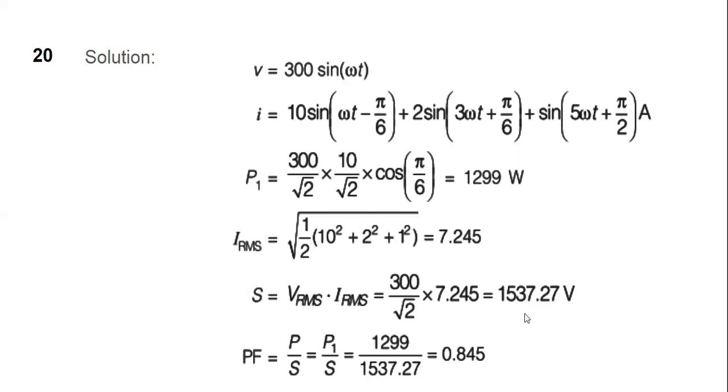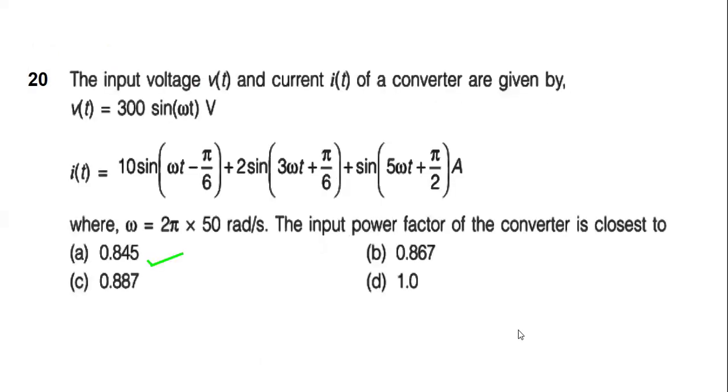This is not volt, this is volt ampere. So the apparent power will be 1537.27 volt ampere. And the power factor will be P1 by S, which is 1299 divided by 1537.27, which will be equal to 0.845. So the correct option is option A, which is 0.845.